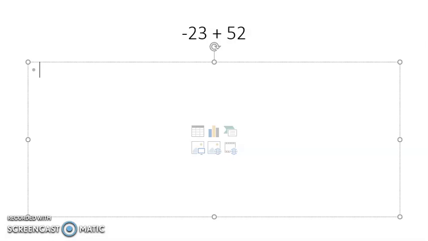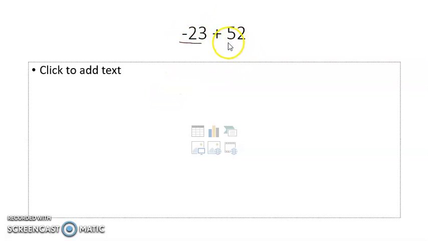Negative 23 plus 52. I'm going to use a draw part on this one. This one's a negative. This one is a positive. So I'm going to start with subtraction because they're different signs. I'm going to say 52 minus 23.